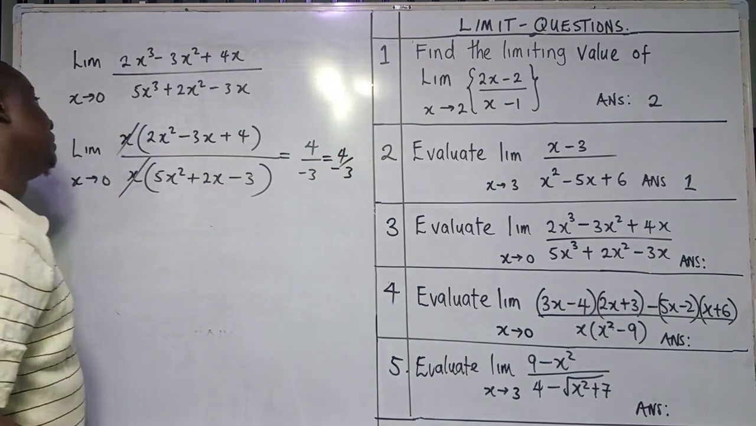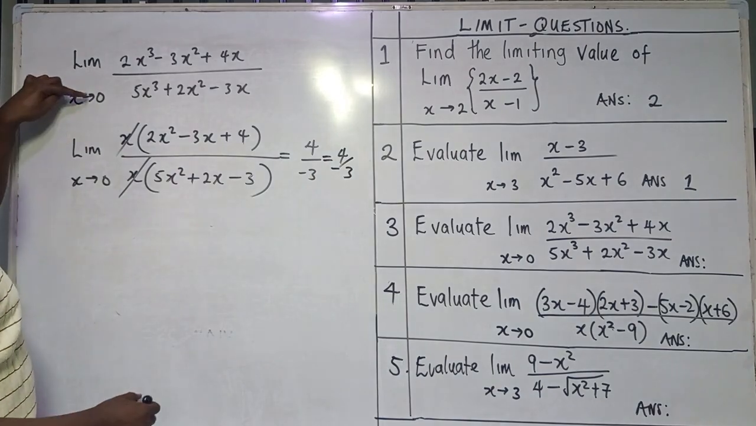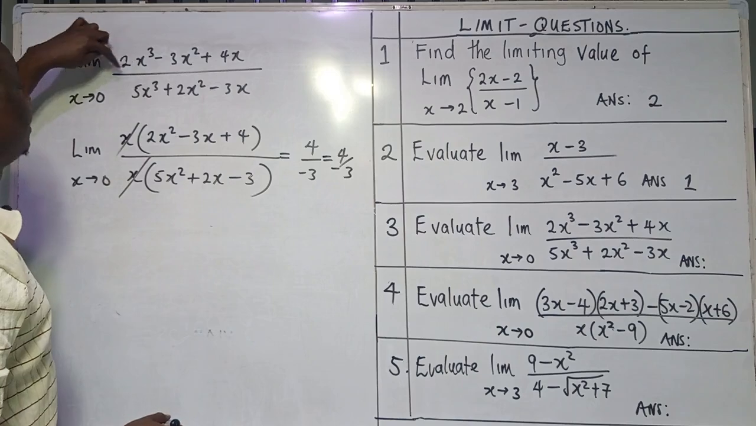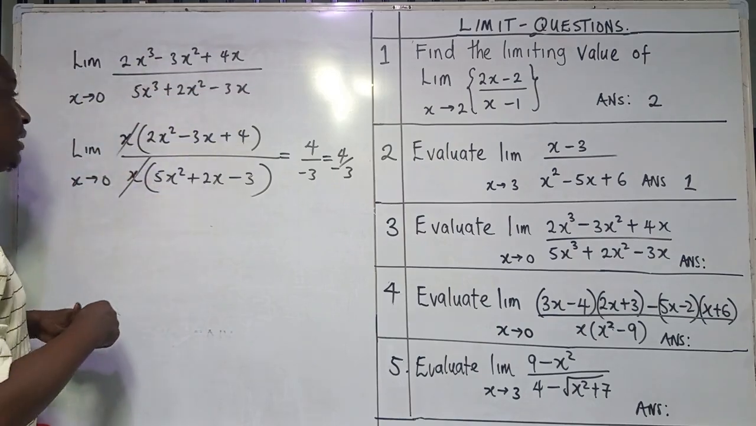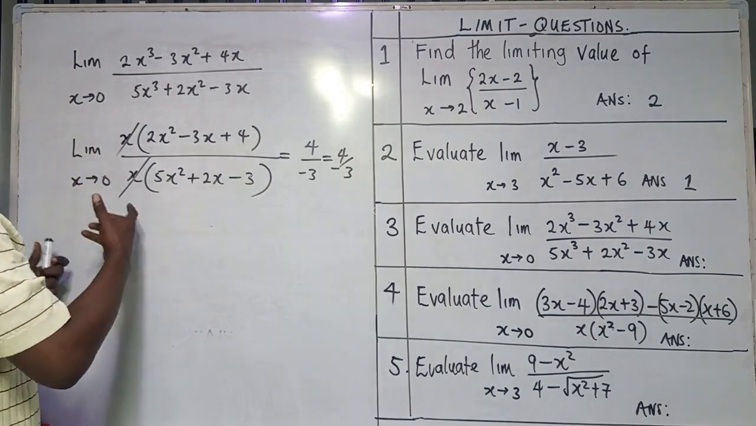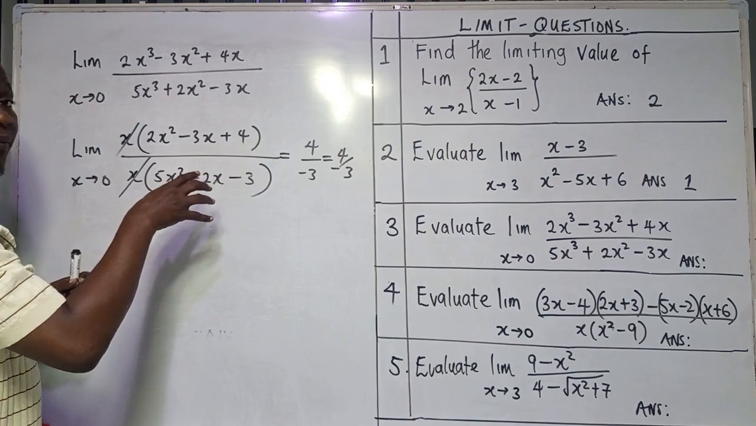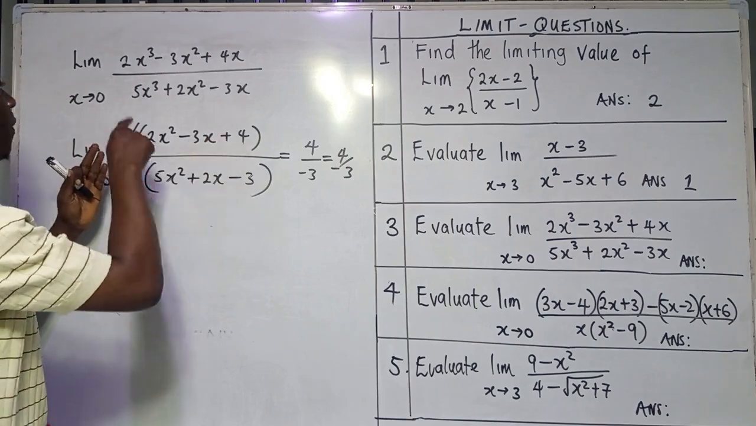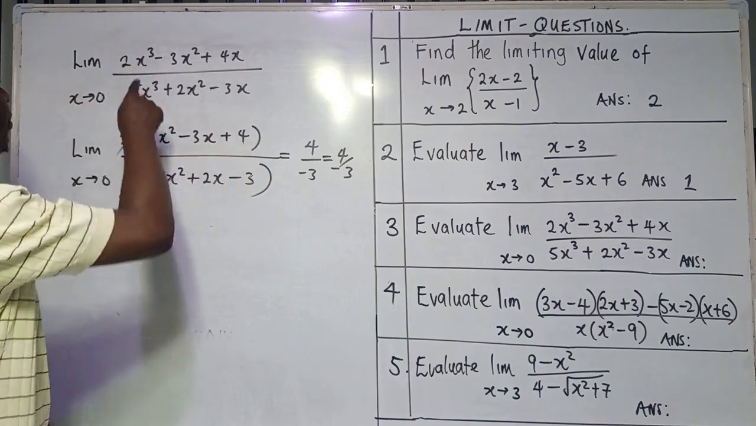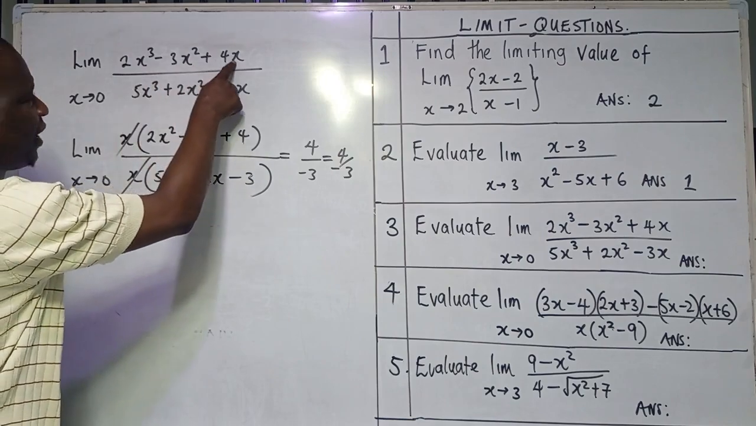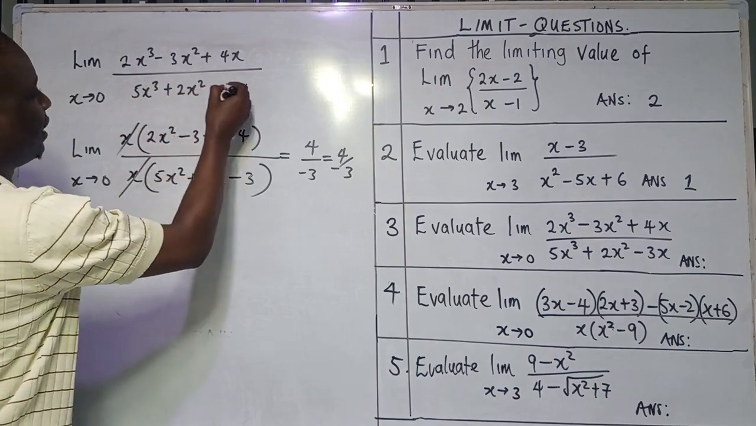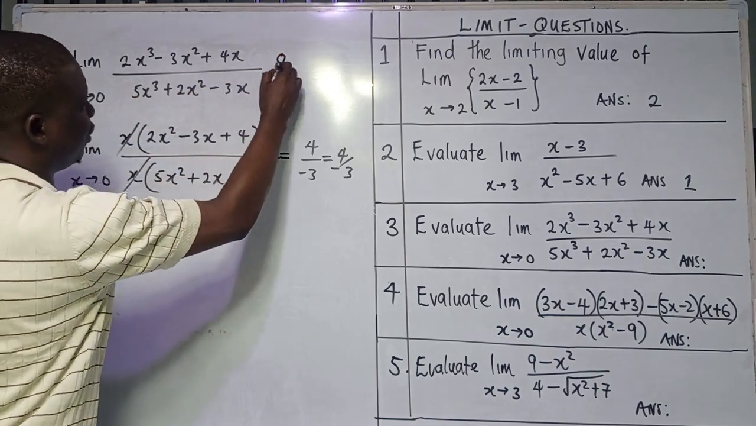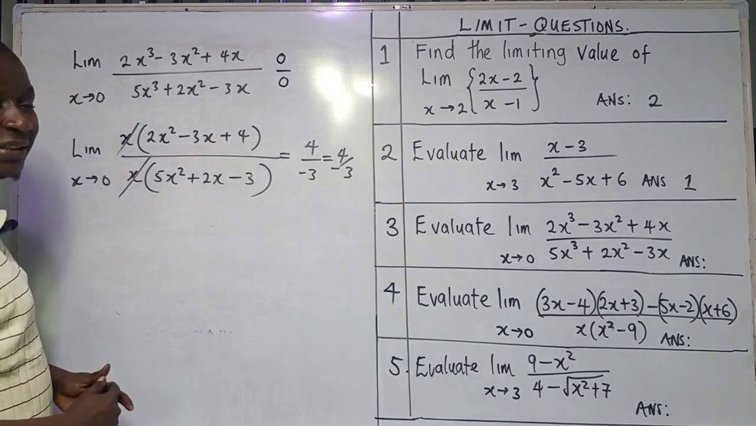minus 4 over 3. Now remember, if you had substituted the value at the start, everything would have been 0 over 0. If you decide not to go this way and put 0 here, here and here, everything would have been 0 over 0, and that leads you to an indeterminate form.